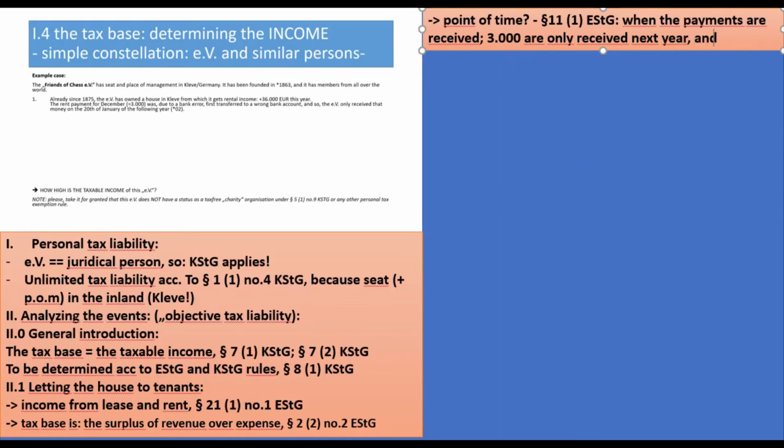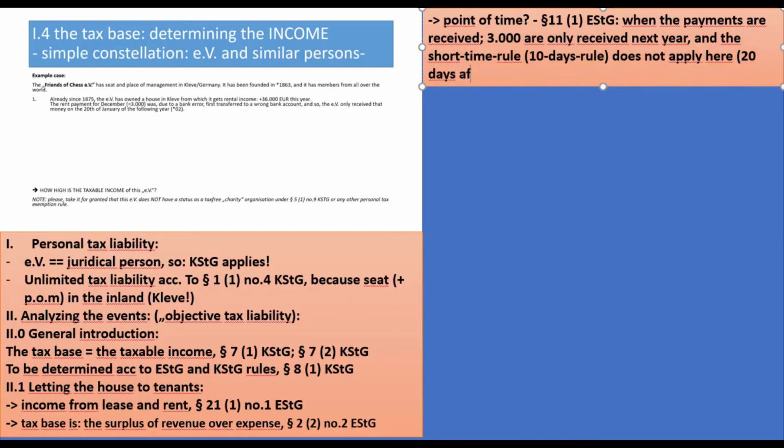And there was a rule that regularly made payments are still attributed to the year to which they economically belong if they arrive only a short time after the end of the year, or if they are paid only a short time before the year to which they belong begins. This rule is by jurisdiction made concrete and interpreted as a 10 days delay rule. And this short time rule does not apply here, because the 20th of January is 20 days after the end of year 01.